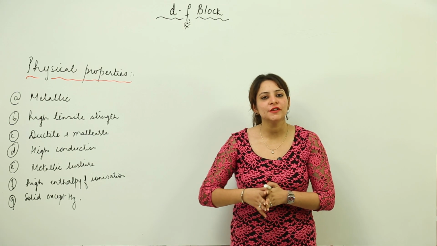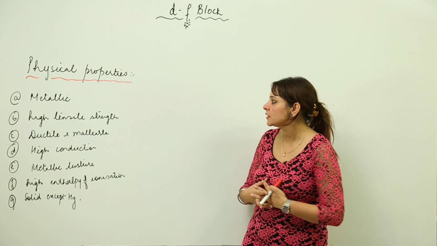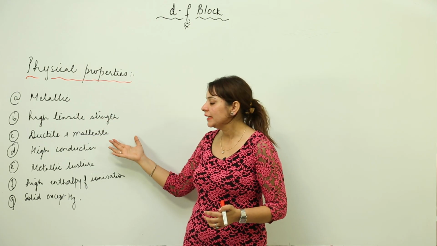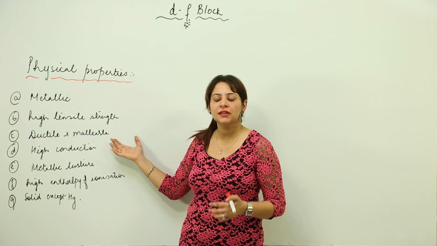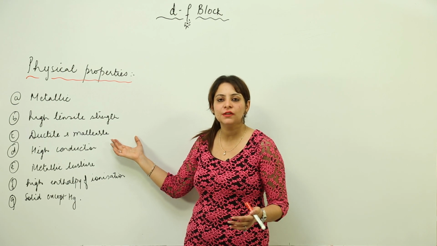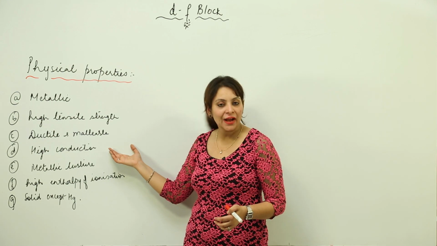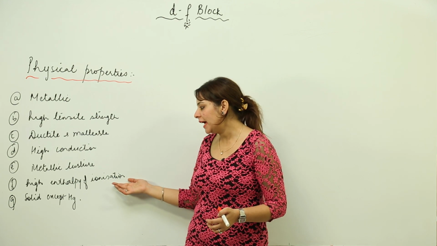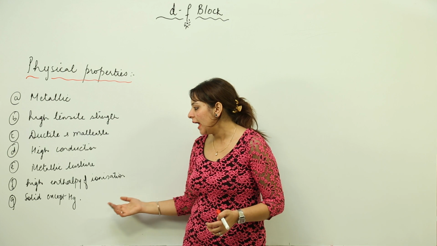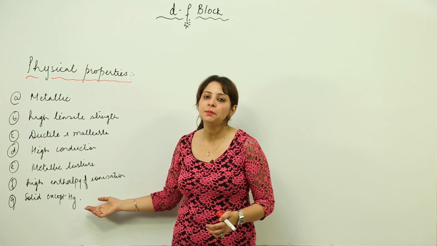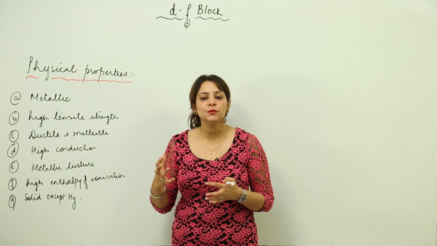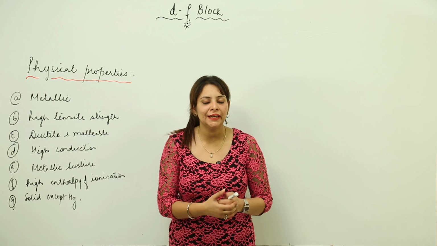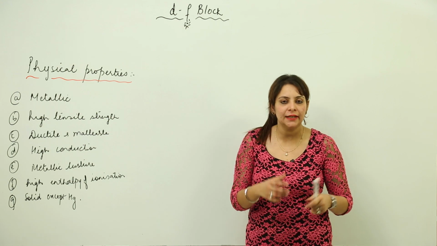So as we look at the physical properties of the transition elements, they are metallic, they have high tensile strength, they are ductile and malleable, so they can be beaten into thin sheets and drawn into wires. They have high conduction power, they have metallic luster too, and there is high enthalpy of ionization, and they are mostly solid except mercury. So we are going to start with these properties, and many more properties we will take into consideration when we study the detailed d block.